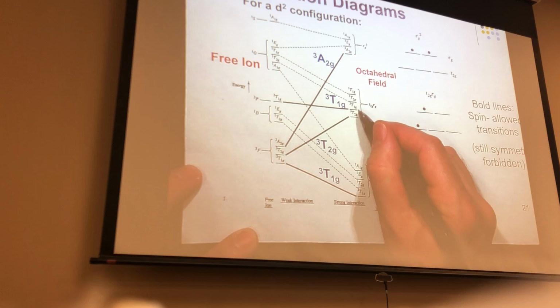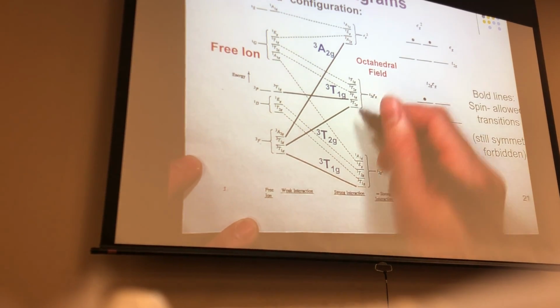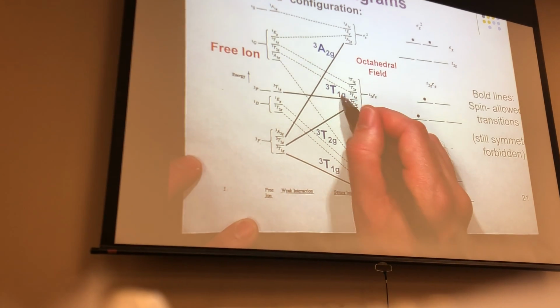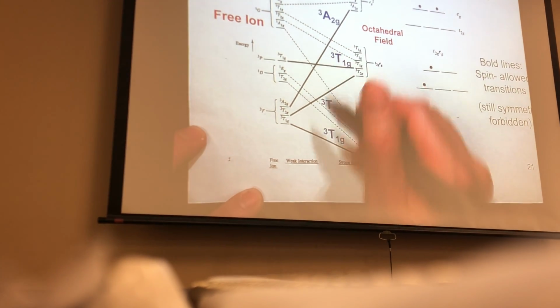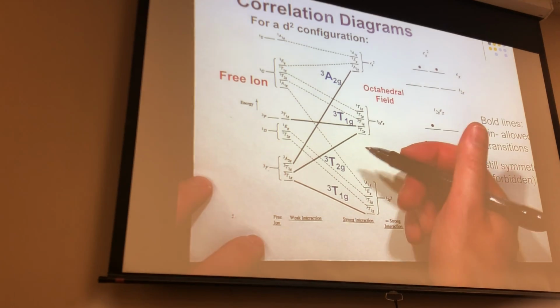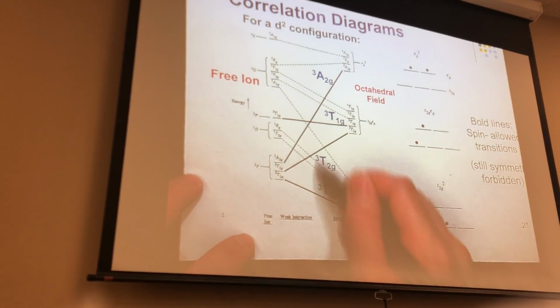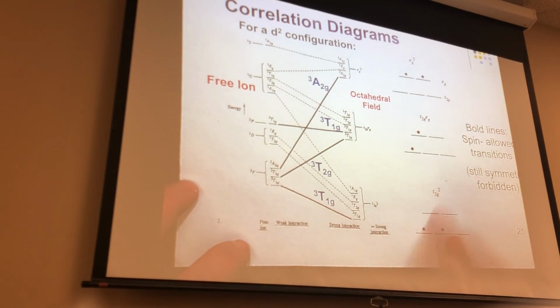Works out that way. One is a T1G and one is a T2G. There's another transition just above that one, or maybe it would come first if you're in a very weak field, which would be a triplet T1G, et cetera. So if you look at the entire UV-vis spectrum of this d2 compound, you would find 1, 2, 3 different peaks at 3 different energies.